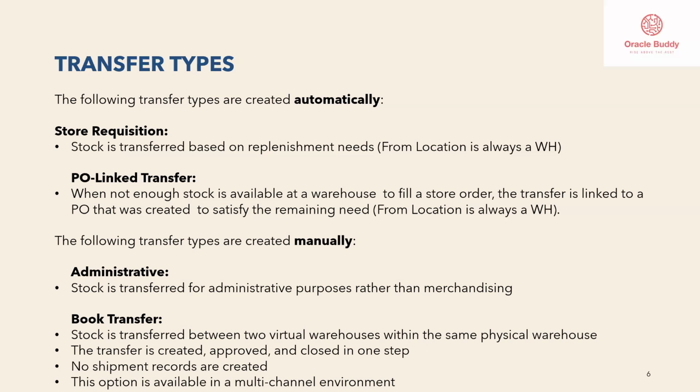The following transfer types are created manually. First one is administrative. Stock is transferred for administrative purposes rather than merchandising. Book transfer: stock is transferred between two virtual warehouses within the same physical warehouse. The transfer is created, approved, and closed in one step. No shipment records are created. This option is available in a multi-channel environment.